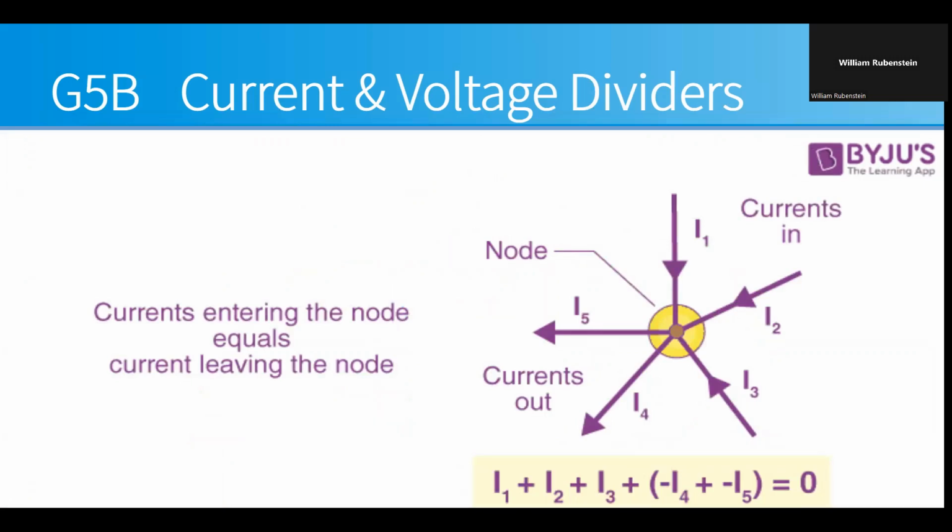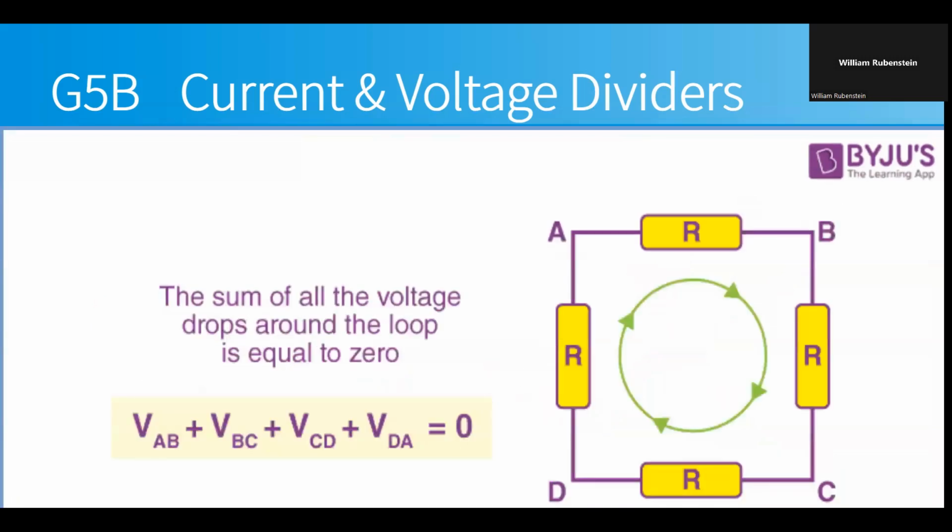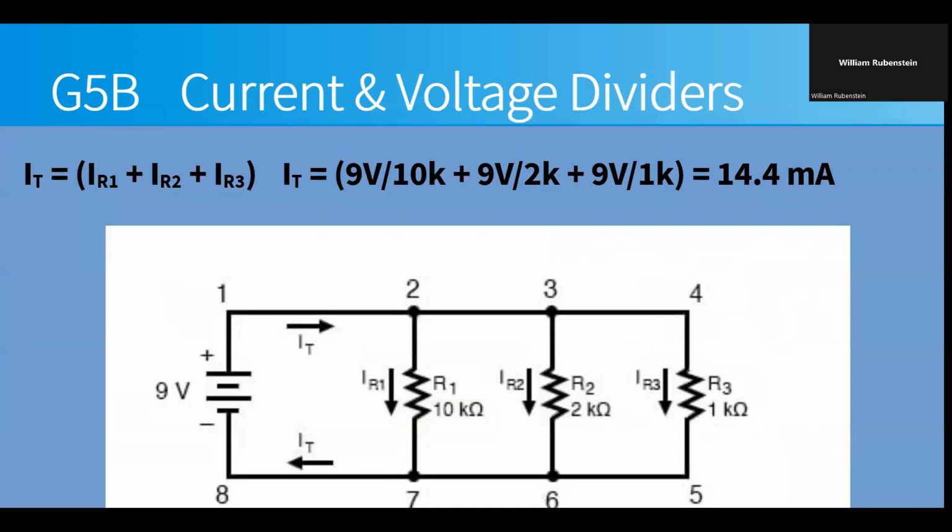There's just another one showing a node with a lot of ins and outs. Voltages around the loop or the current. And here's an example of calculating the branch currents in this parallel circuit. So you know the voltage across each one. So the current for each one, you add them up and you get the total amount of current into the loop.